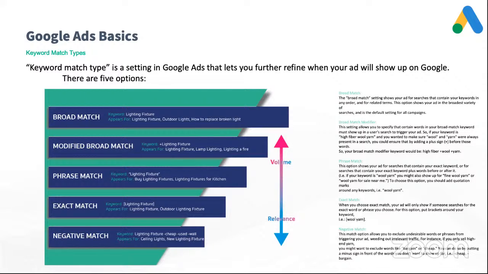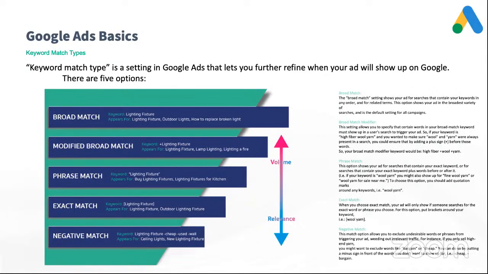Then the phrase match: if you put inverted commas around the words, it will bring up a list of words specifically around lighting fixture. So like bar lighting fixtures for kitchen. So it adds "for kitchen" too. If somebody's searching for that, it will be shown up in that search.